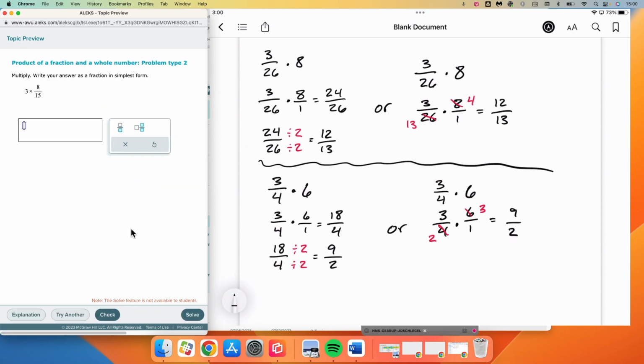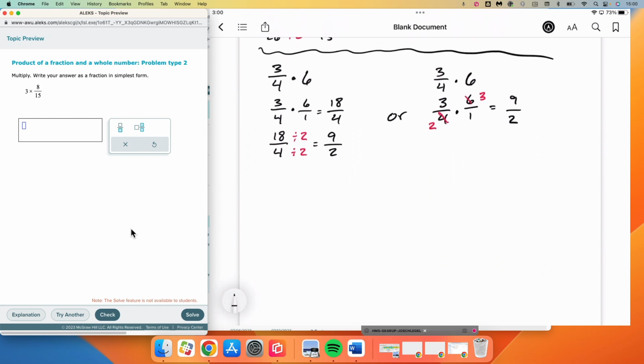Okay, a couple more here. We've got 3 times 8 over 15. We'll rewrite this as a fraction, so 3 over 1 times 8 over 15. 3 times 8 is 24. 1 times 15 is 15.